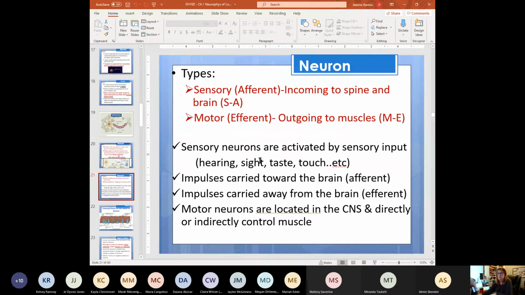And just think of, if it's motor, it's eventually going to some type of muscle to remove yourself from the situation. Motor neurons are located in the central nervous system and directly or indirectly control muscle.